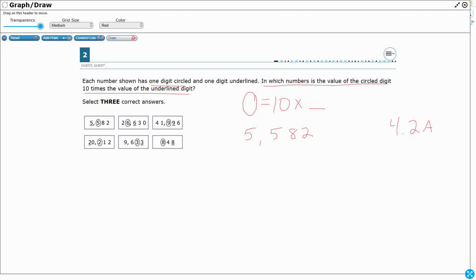5,582. Okay, so there's my underline, and there's my circle. So over here off to the side, I will say this 5, and I need to know the value, right? So this 5 is really a 500. This other 5 is really a 5,000. So let's put those values, since we're talking about value, into this equation up here. And so we'll say, all right, 500 is my circle equals 10 times 5,000.